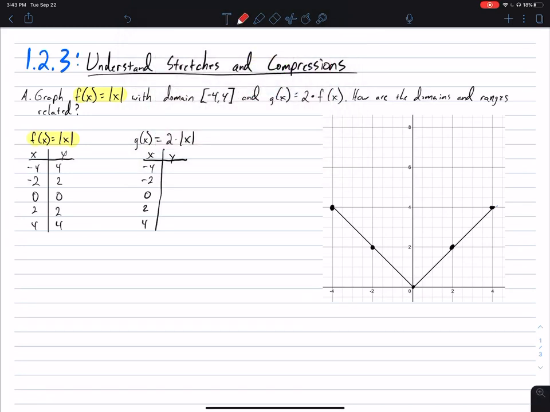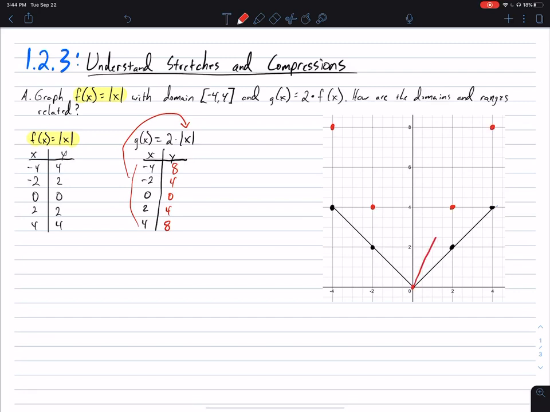So if I plug in each of these points, -4 in as x, I get the absolute value of -4, which is 4, times 2 is 8. And then I'm going to take each of these 5 here, plug them into this, and get my y values. So 4, 0, 4, and 8. So I'm now going to plot these points. I get -4, 8, -2, 4, 0, 0, 2, 4, and 4, 8.